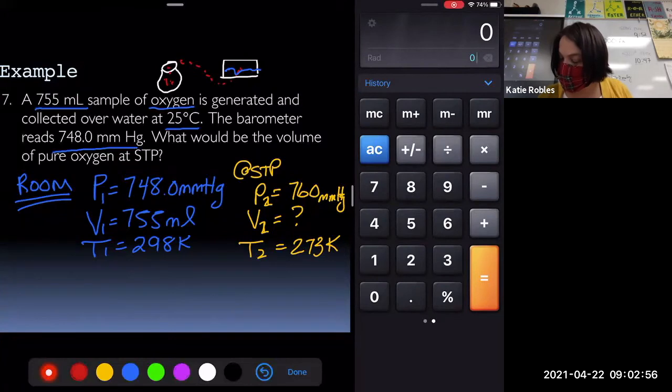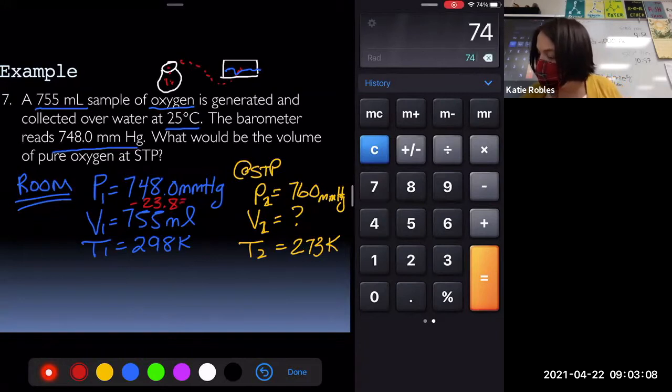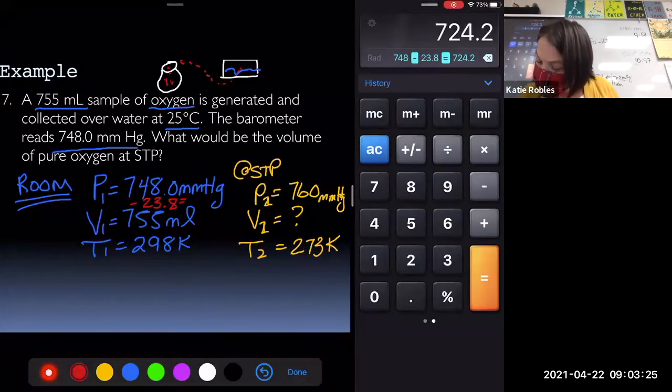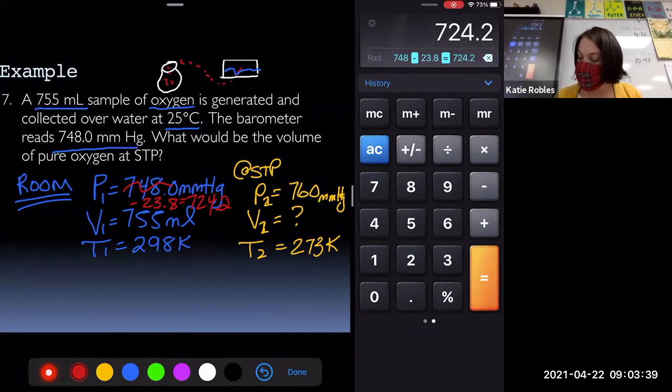Okay, so 748 minus 23.8. Is that what it was? I already forgot what it was. Okay, so I put 748 minus 23.8 equals 724.2. That's my new pressure, because I have to think about that partial pressure of water. Woo! So that was a lot of work just to end up back at a combined gas law problem.